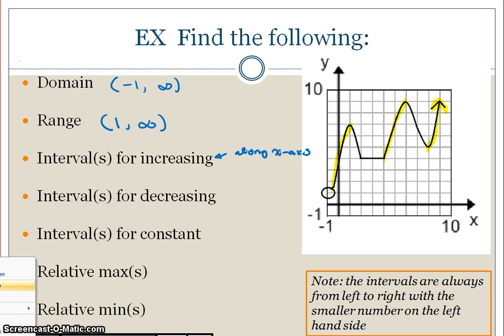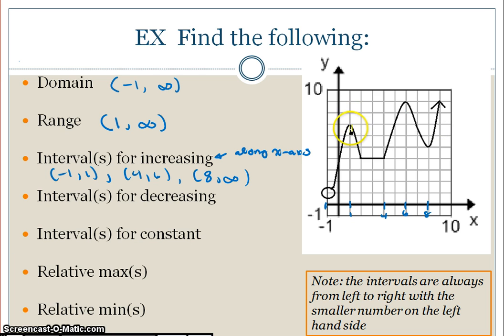So to write the intervals, it's the intervals along the x-axis. So it goes from -1 to 1, and again from 4 to 6, and again the x value of 8 all the way up to infinity. So the intervals along the x-axis are from -1 to 1, it's increasing, so -1 to 1, comma, it's also increasing here, which is between x values 4 and 6, and then again from 8 to infinity.